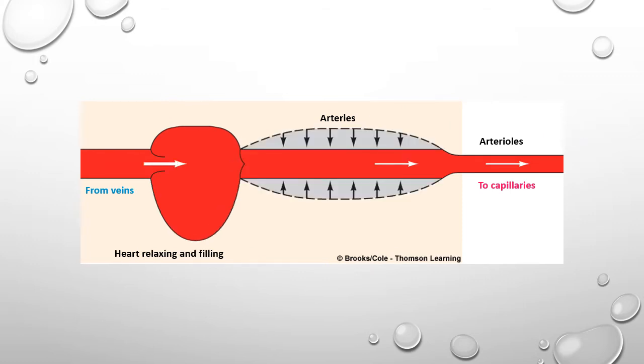And then we move over to the heart now relaxing and filling, and now all of that elasticity can squeeze back in and push on that blood vessel and help to push the blood along. It can't go backwards because of the valve. The valve there is stopping the blood from flowing backwards, and as it does so, it only has one direction that it can move, and so it moves along through the arteries towards the capillaries.